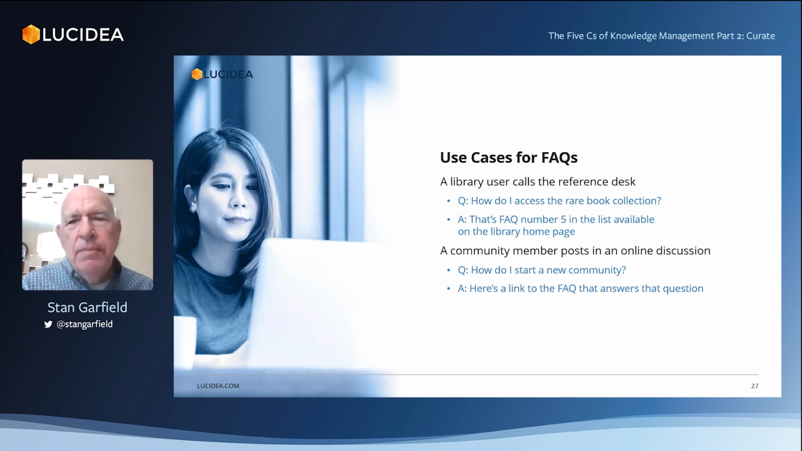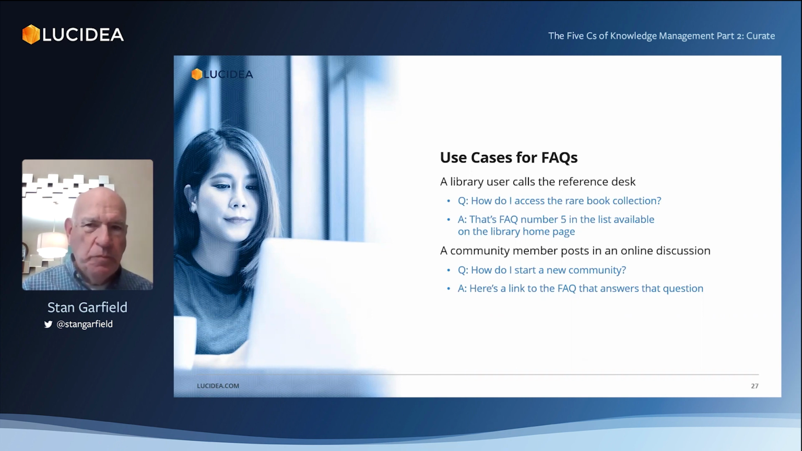A community member can post a question in an online discussion. For instance, how do I start a new community? And the person who responds to that can say, here's a link to the FAQ that answers that question. And what will tend to happen is not only will the answer be more thorough and more accurate, more up to date, but there's no effort involved, right? You don't have to write out a long answer, or you might skip it because you're tired of writing it out again and you missed something important. But in the FAQ, you can have all the important information, and all the person has to do is link to it rather than having to type it again.